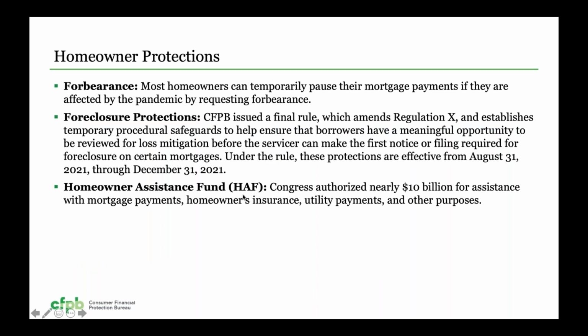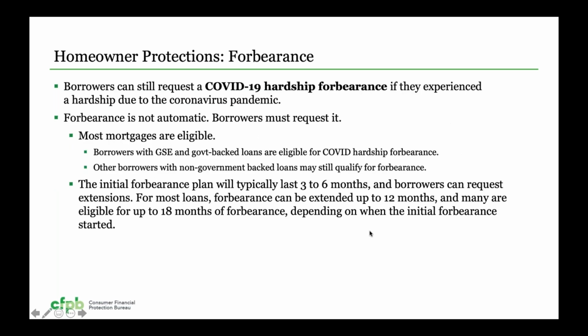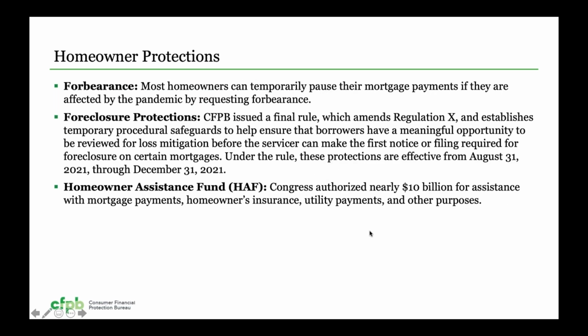There are a few different protections available for homeowners. The really big one is forbearance. And basically what forbearance does is it lets homeowners temporarily pause their mortgage payments if they've been affected by the pandemic. So they call their servicer, they request forbearance, and then they are able to pause their payments for some amount of time.